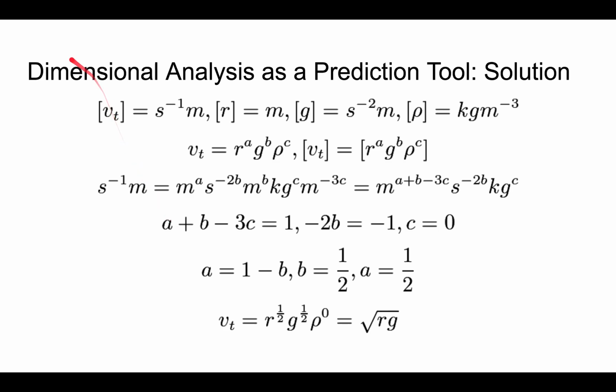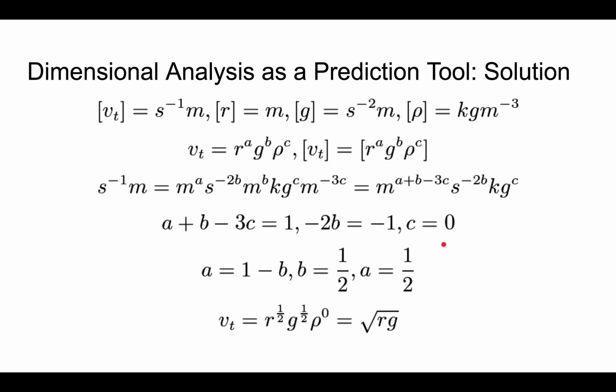So first row, this is just listing out the units. So the units of terminal velocity are meters per second, or seconds to the negative first power times meters. The units of radius are meters. The units of the acceleration due to gravity are seconds to the negative second power times meters. And the units of the density of air are kilograms per meter cubed.